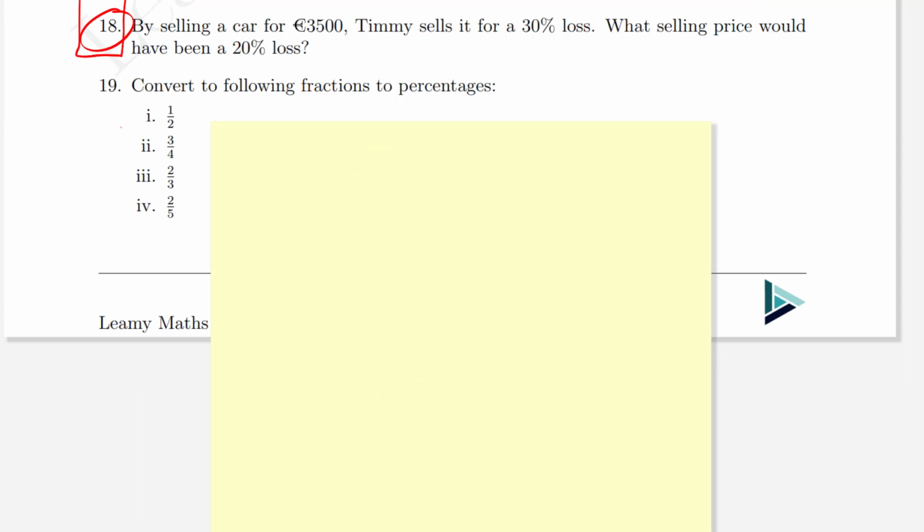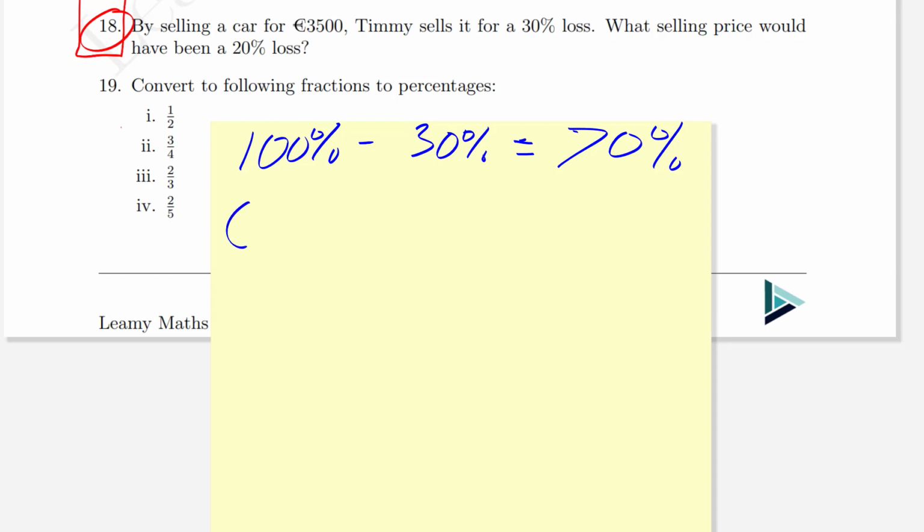Question 18 here, guys. By selling a car for 3,500, Timmy sells it for a 30% loss. What selling price would have been a 20% loss? So remember, if you sell something for a 30% loss, you had 100%, but you lost 30% on it. So what you really did was sell it for 70%. So by selling something for a 30% loss, you're really selling it for 70%. So the €3,500 represents 70% of what you bought it for.